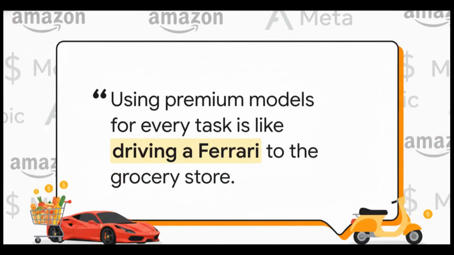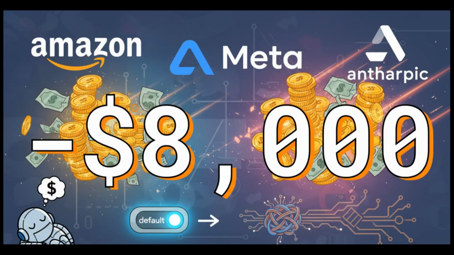Look, let me put it this way. If you're just defaulting to the biggest, most powerful AI model for every little thing, you're literally driving a Ferrari just to go pick up a carton of milk. Sure, it feels amazing for about 5 seconds, but then you get the fuel bill and realize you could have just walked. And I'm not kidding about that bill.